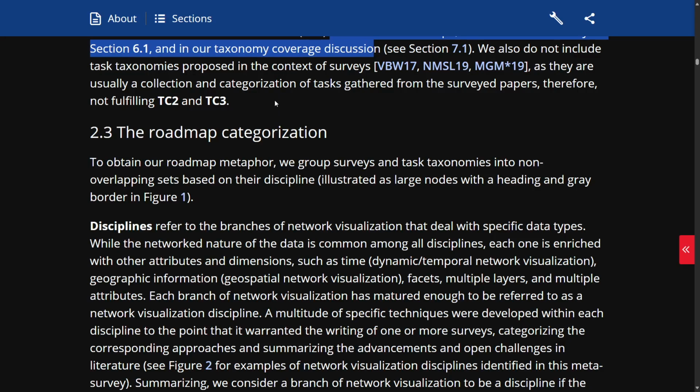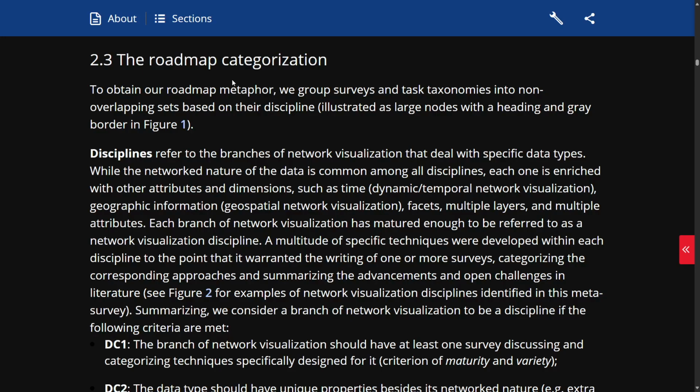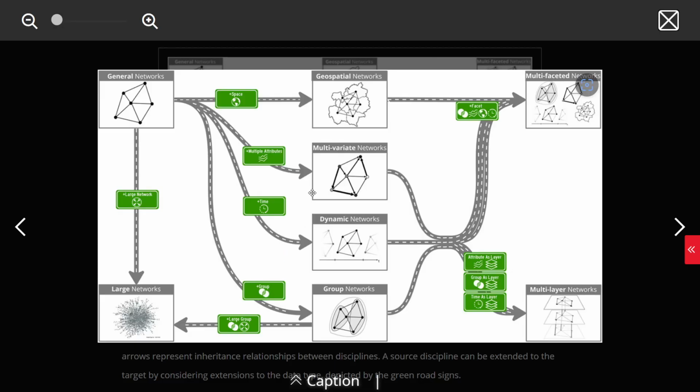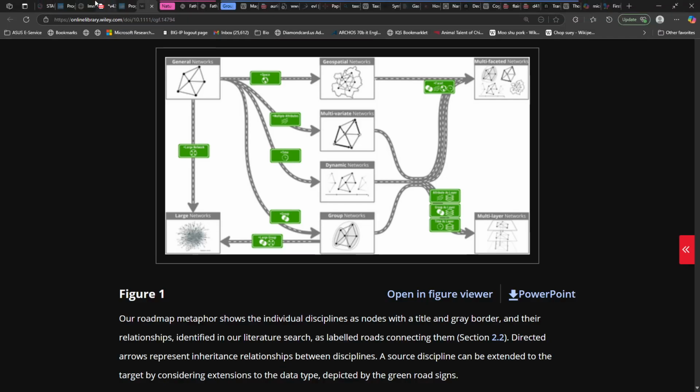2.3 The roadmap categorization. To obtain our roadmap metaphor, we group surveys and task taxonomies into non-overlapping sets based on their discipline, illustrated as large nodes with a heading in gray border in Figure 1. Disciplines refer to the branches of network visualization that deal with specific data types. While the network nature of the data is common among all disciplines, each one is enriched with other attributes and dimensions, such as time, dynamic/temporal network visualization, geographic information, geospatial network visualization, facets, multiple layers, and multiple attributes.